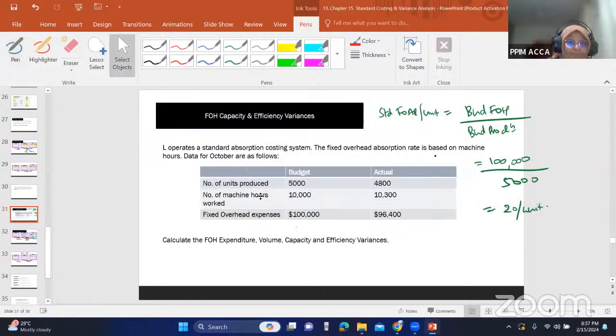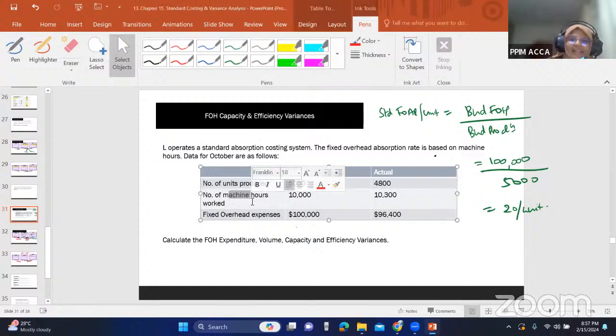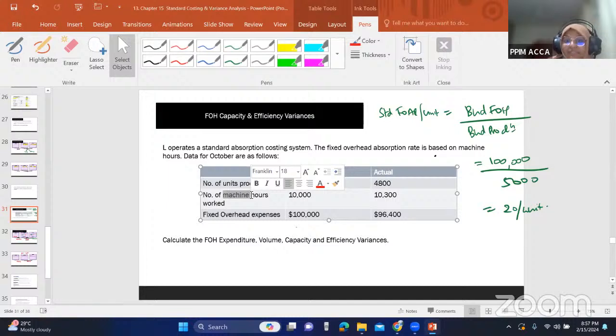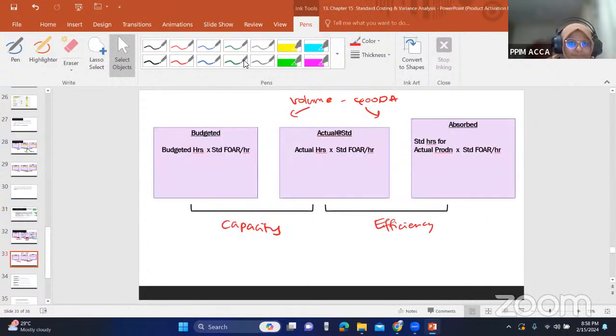Let's see. Budgeted hours, they're talking about machine hours. So remember this. If you need to calculate capacity and efficiency variances, you have to have machine hours or labor hour information. If you don't have that information, you can't calculate the capacity and efficiency variances. So that will be 10,000 budgeted, 10,300 actual. Standard FOAR per hour, I'll calculate. Standard hours for actual production.